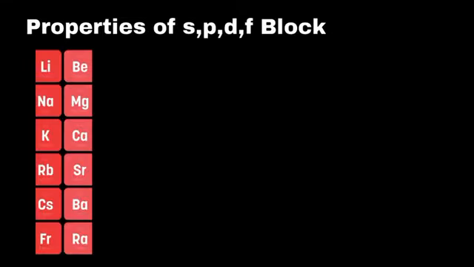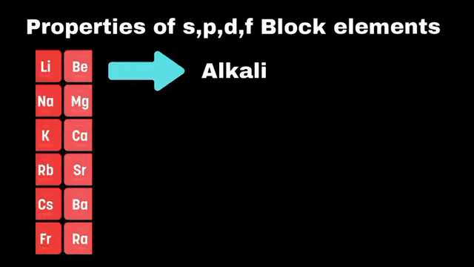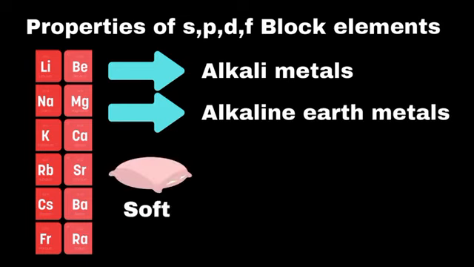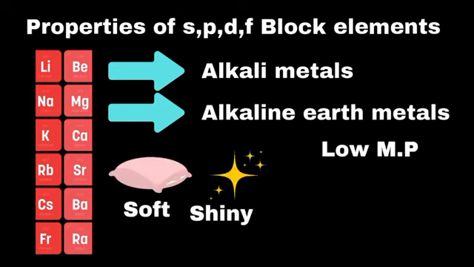Properties of S, P, D, and F block elements. The S block includes alkali metals and alkaline earth metals. Alkali metals like sodium and potassium are soft, shiny, and have low melting points. They react vigorously with water to produce hydrogen gas and a metal hydroxide.